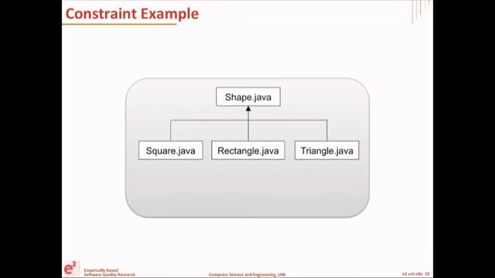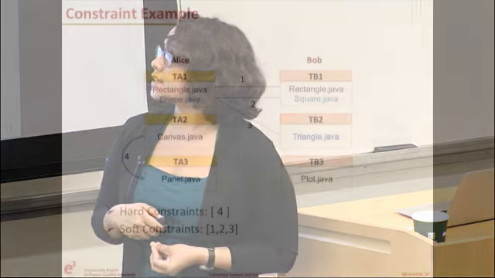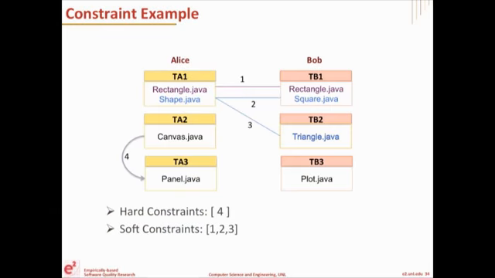So let me give you an example of a constraint. Here we have, say, shape.java. We have 3 other classes that are inheriting from shape. Say we have a scenario where Alice has 3 tasks, TA1, A2, A3, and Bob has TB1, B2, and B3. In task A1, Alice is working on rectangle and shape, and in task B1, Bob is working on rectangle and square. If you look at the example of the dependencies.